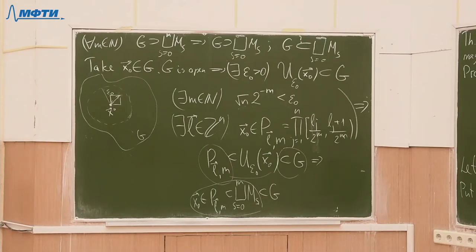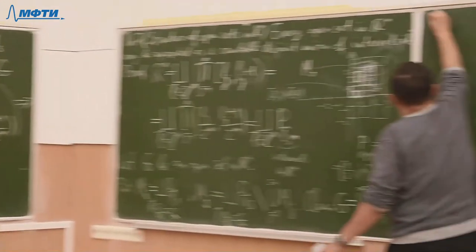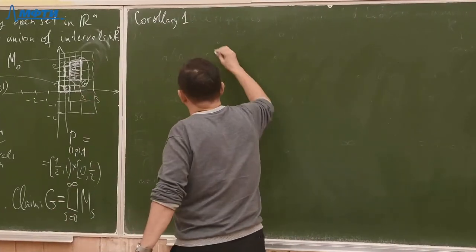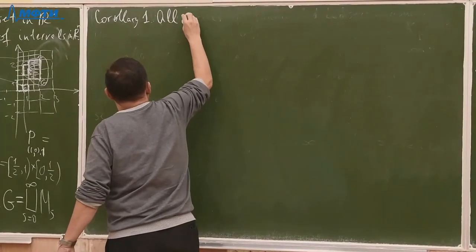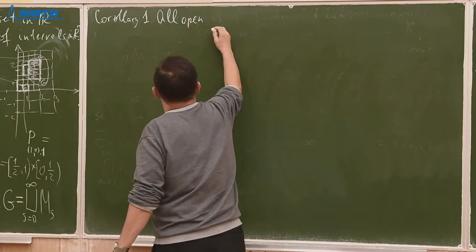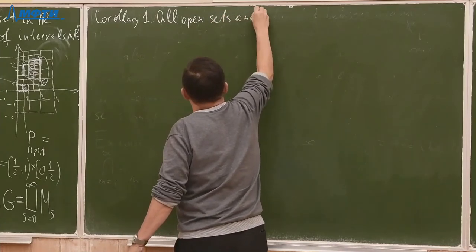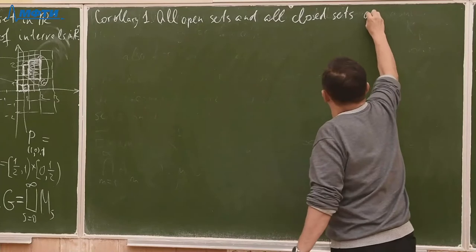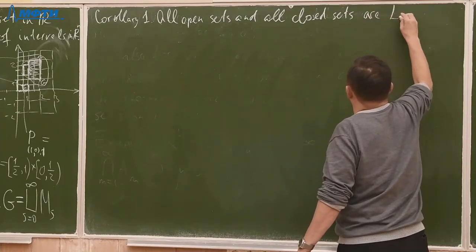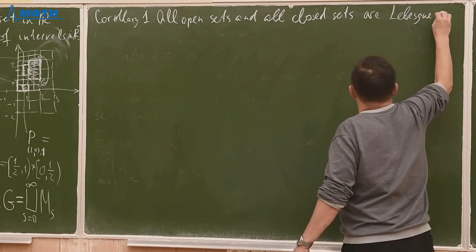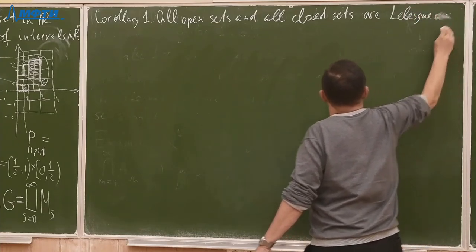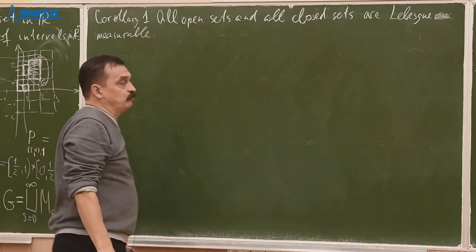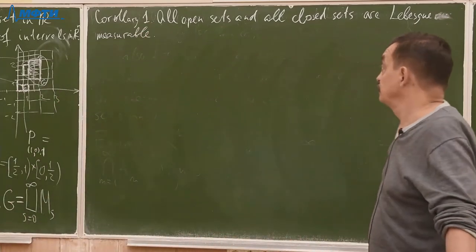Okay. Now, very important corollaries. Corollary 1. All open sets and all closed sets are Lebesgue measurable. That is a very important property. And why is that true?